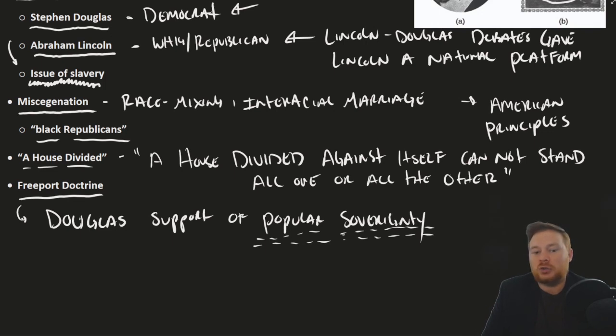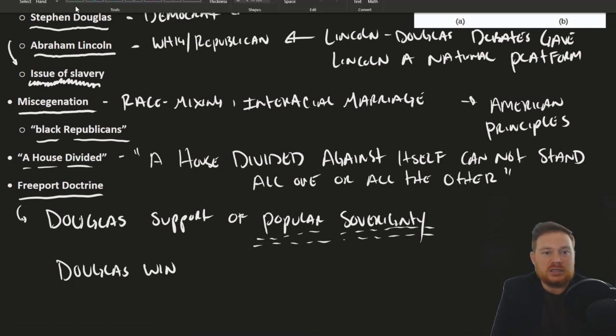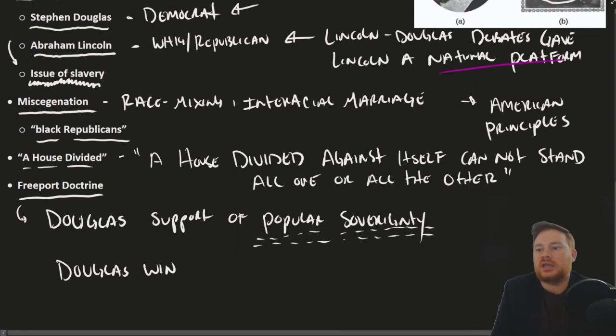However, it is good enough in the free state of Illinois, right? They like the idea of popular sovereignty. It wasn't an explicit pro-slavery position. And Douglas ended up winning the election in 1858. However, the significance here is not that Lincoln lost the election. The significance here is that now Lincoln is a national voice, a national moderate voice, a well-received voice on the issue of slavery and its expansion.